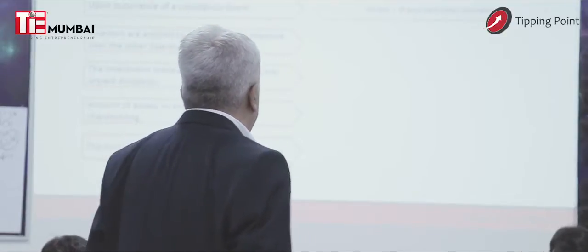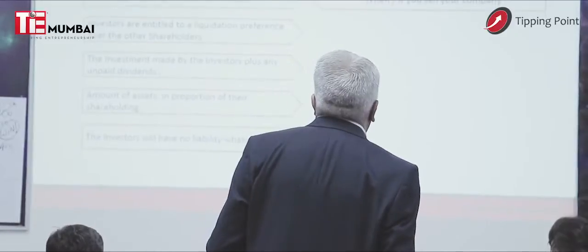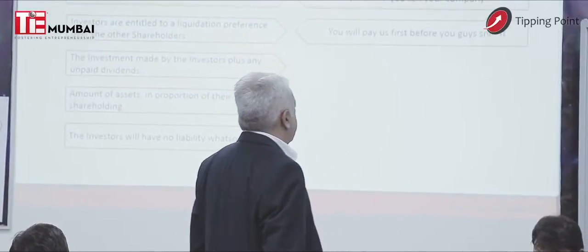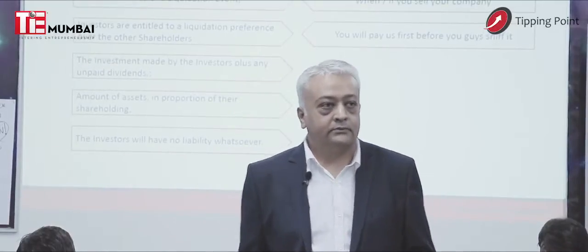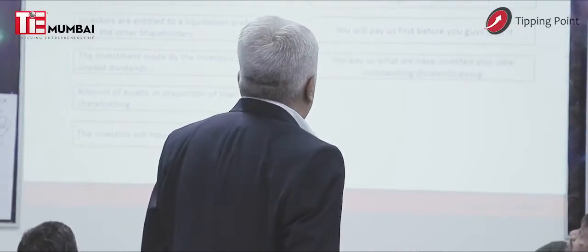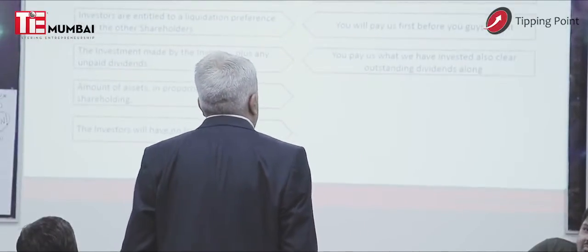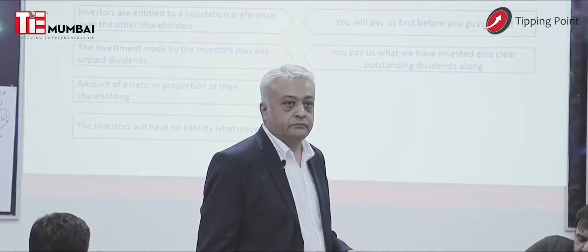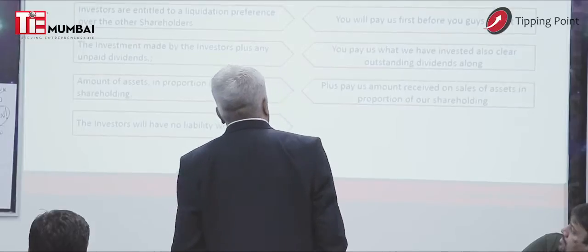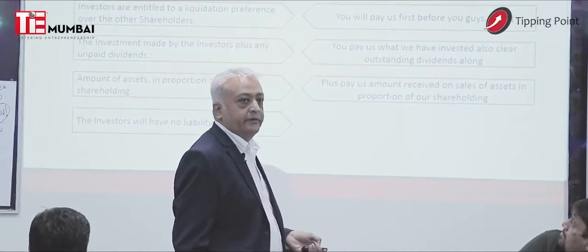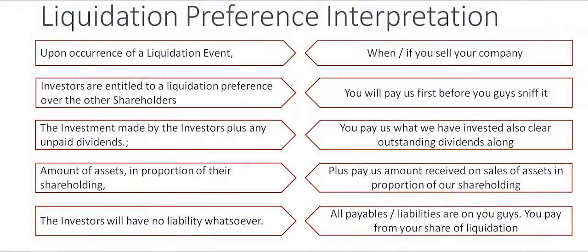What it means, let me try to simplify this. The first statement says: when and if you sell your company, you will pay us first before you guys need. You pay us what we have invested and also clear our outstanding dividends. Plus pay us the amount received on sale of assets in proportion to our shareholding. All payables and liabilities are on you guys. You pay from your share of liquidation. Very simple, plain English language. This is what the liquidation event talks about.